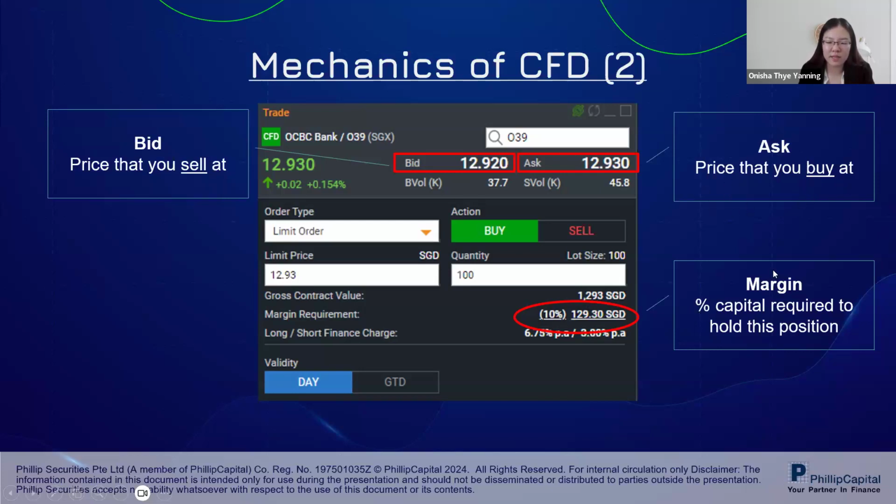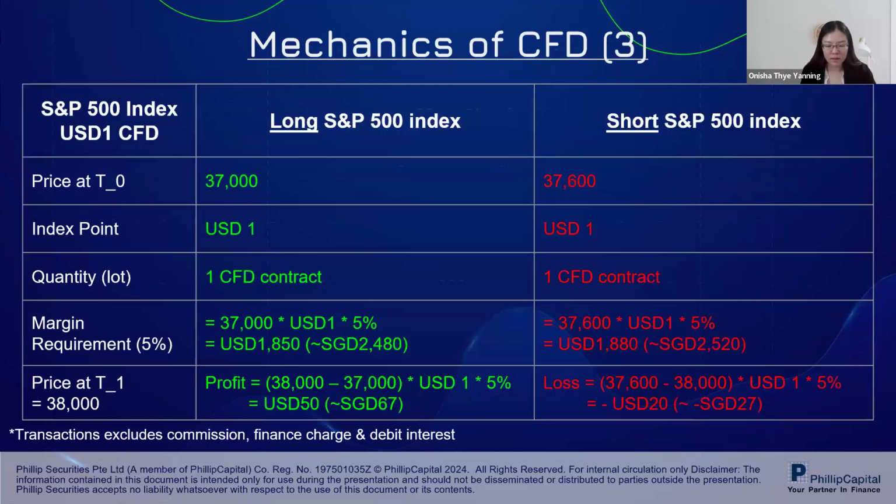So in CFD, we have this thing called margin requirement, which is 10%. This means that you need to put up 10% of your capital to open a quantity size of 100 of OCBC. In terms of 10%, you need to put up $129.30 Singapore dollars. Okay. So this is an example of how you would trade a CFD, whether you are longing it, which is you buy, or you are shorting it, which is you hope the price goes down.